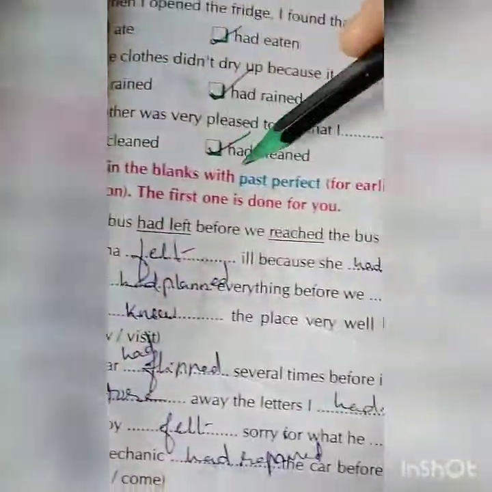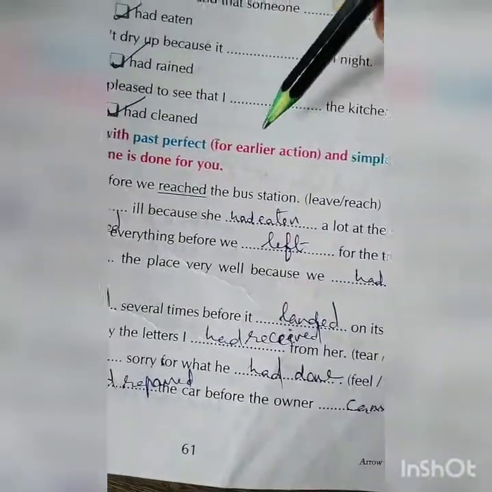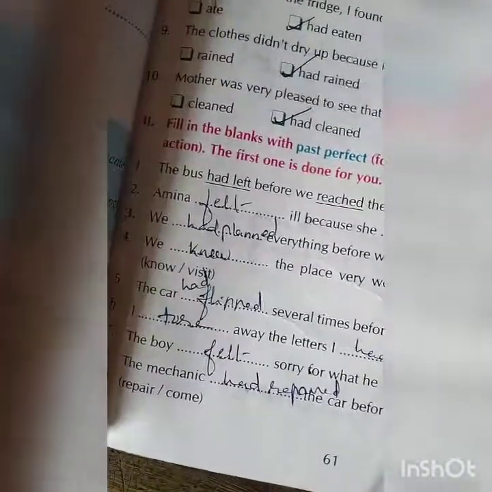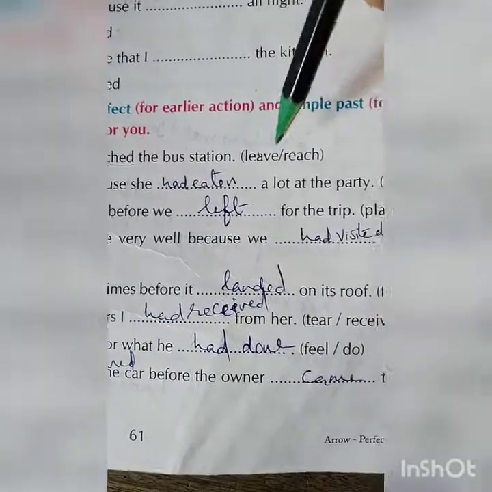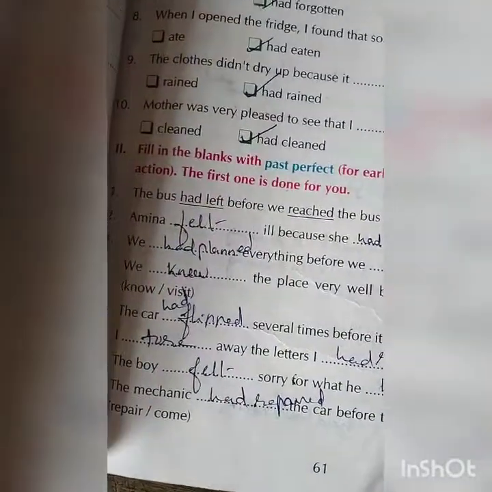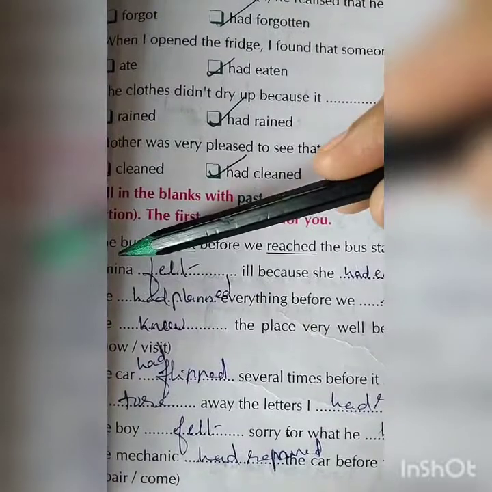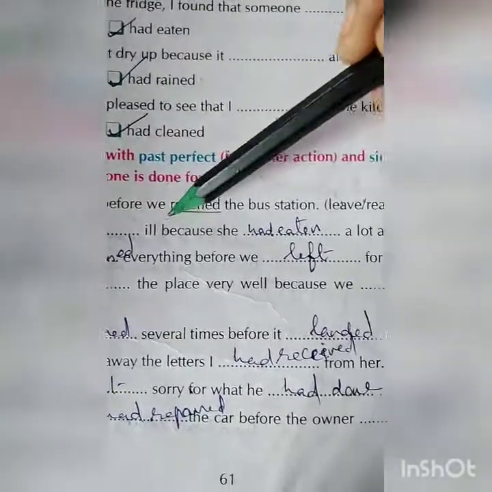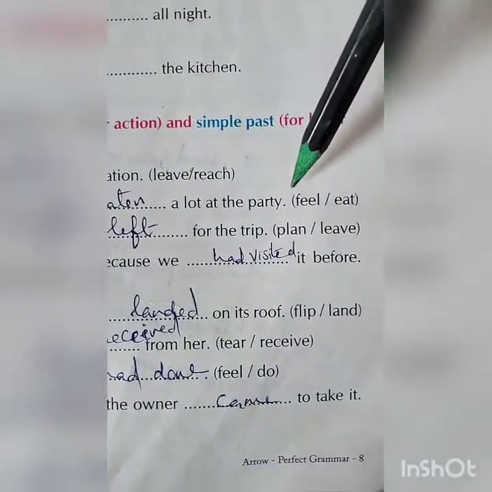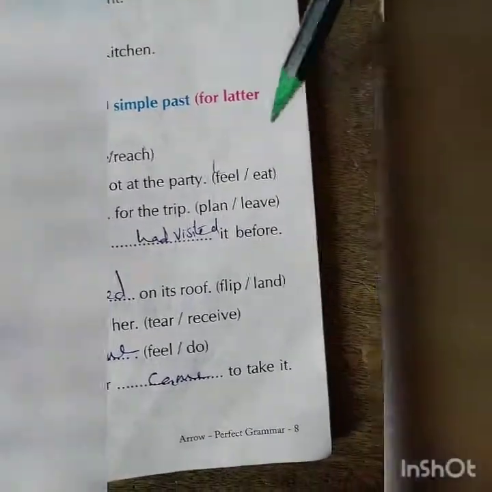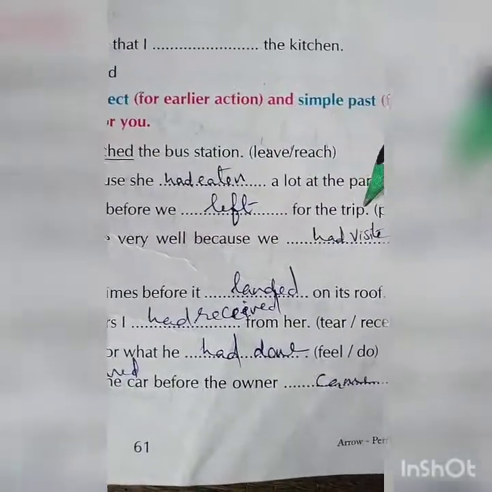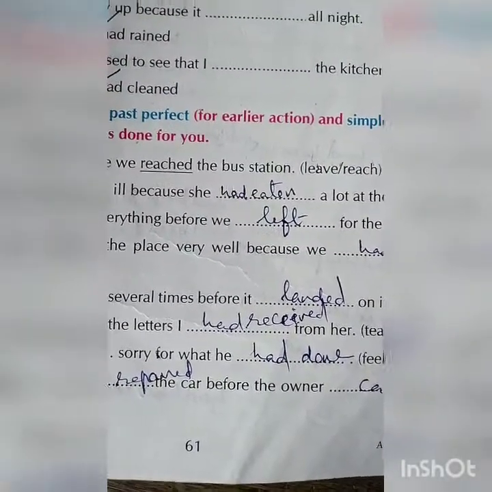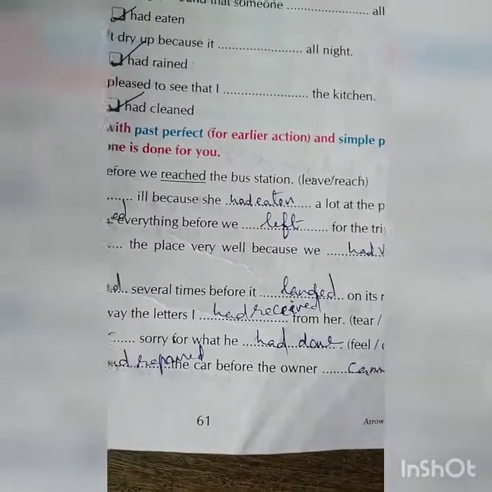I will give you the example of past perfect earlier action with the simple past later action, two actions together. The bus had left before we reached the bus station. Leave and reach are the two verbs, actions. Amina felt ill because she had eaten a lot at the party. Feel and eat. Felt. We had planned everything before we left for the trip. Before we left for the trip.